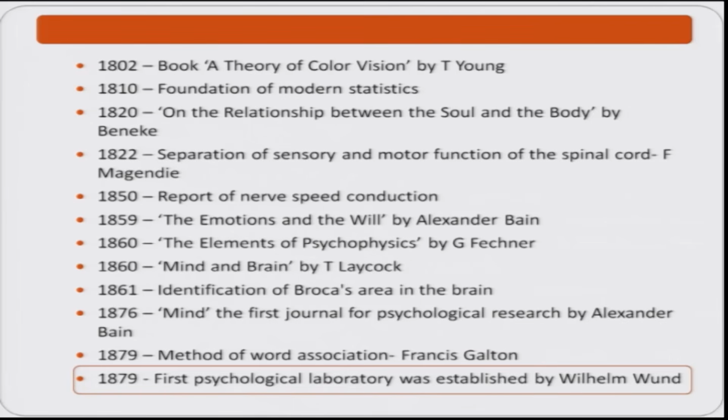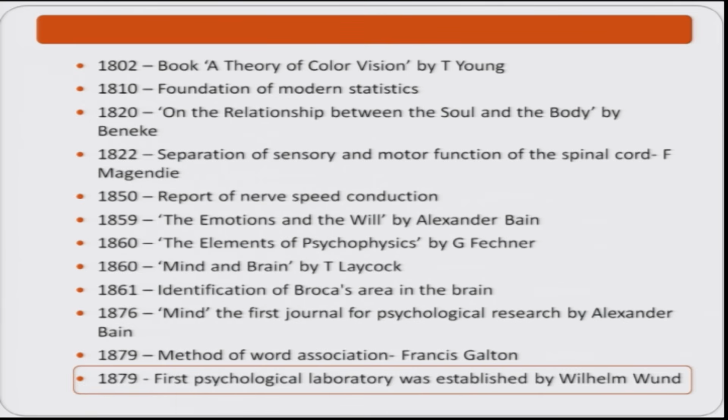Then we look at the list of things that took place from 1800 onwards. In 1802 there was a book by Young named A Theory of Color Vision. The foundation of modern statistics was also laid in 1810. In 1820 Benecke came forward with a book on the relationship between the soul and the body. McGinty in 1822 gave the concept of separation of sensory and motor functions of the spinal cord. A report was published in 1850 that talked about the speed of nerve conduction.